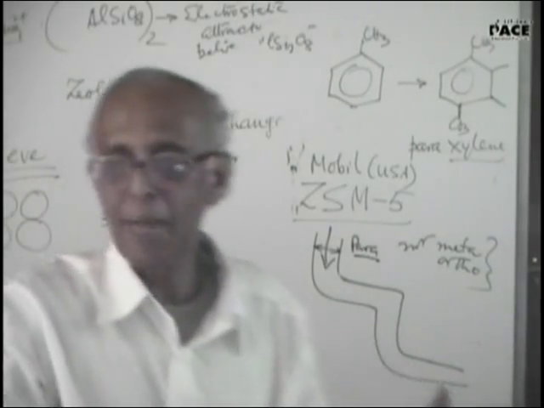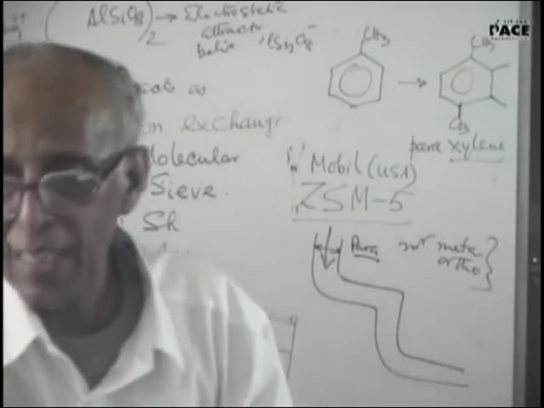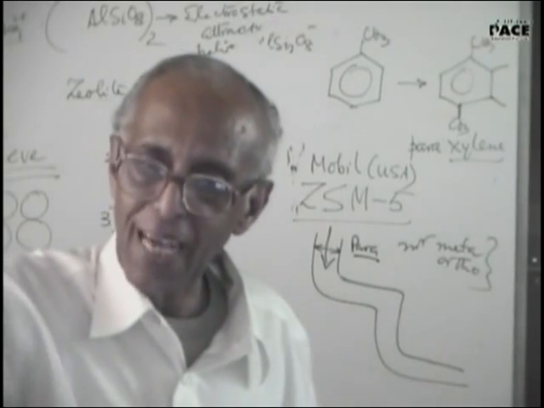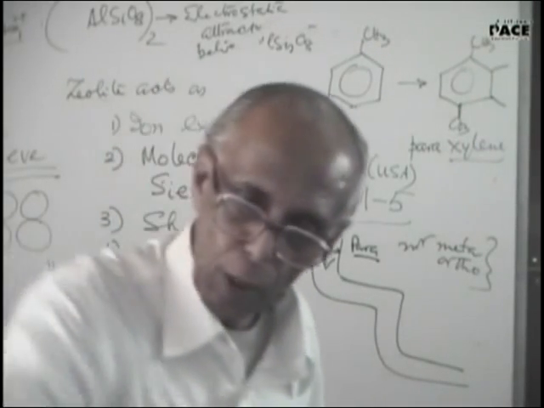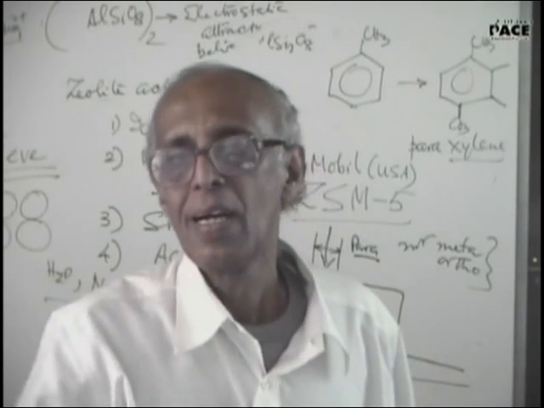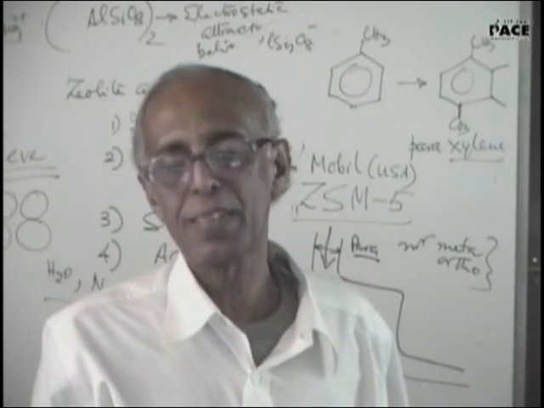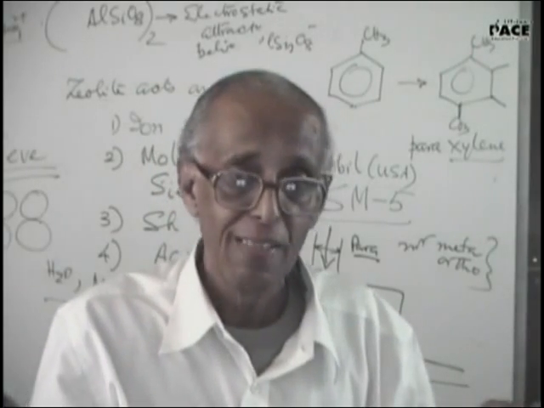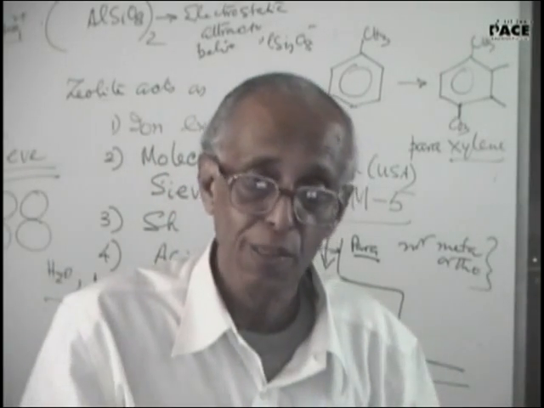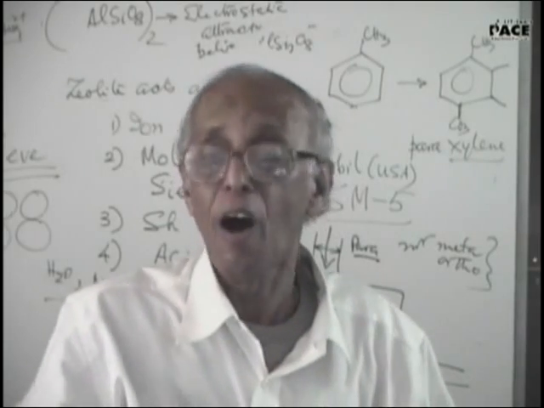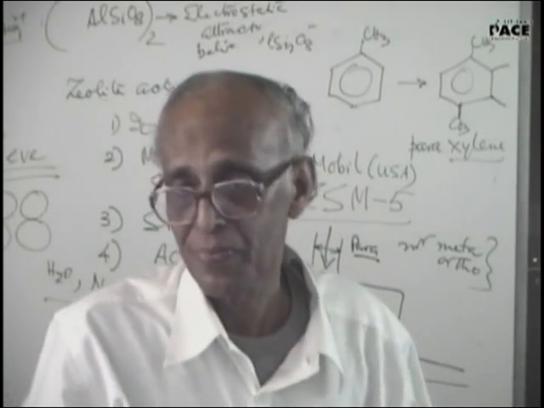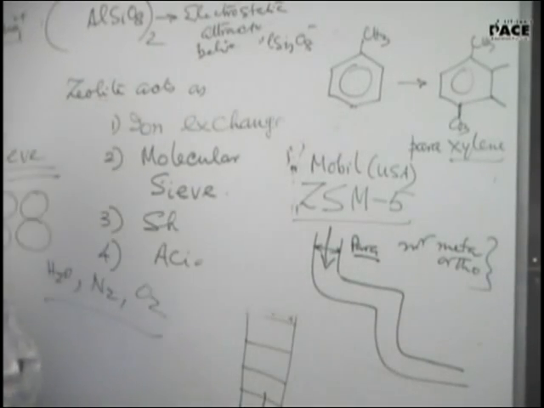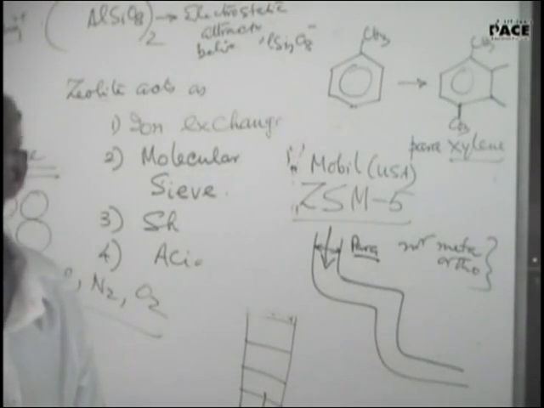Ortho and meta are branched. They require larger area, whereas para will behave like a linear molecule, so it will pass through the channel, leaving aside ortho and meta. And that is why this zeolite can distinguish the shapes of different molecules, whether it is a linear shape or a branched shape. That is why the word shape selective catalyst is used.